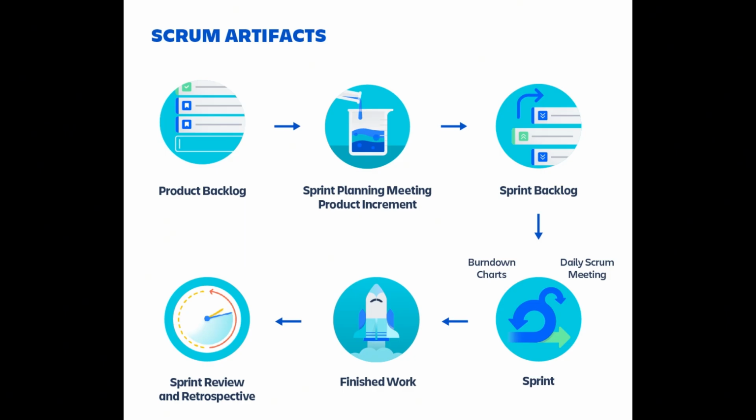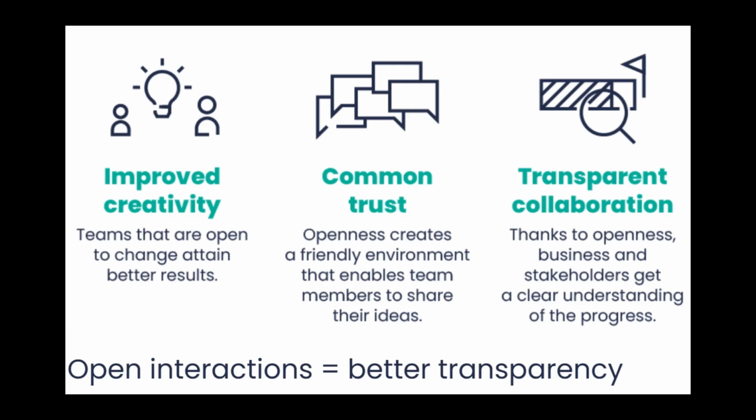Product backlog: open, accessible, and easy to understand. Sprint backlog clearly shows what the team is working on in the sprint. Product increment is measured against a shared definition of done. The second practice is open communication.